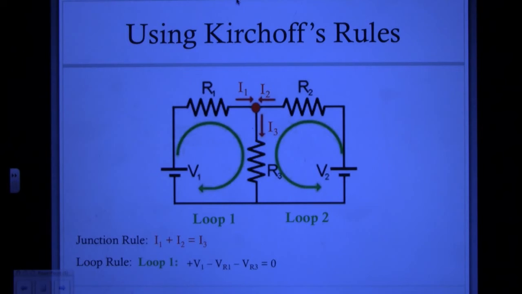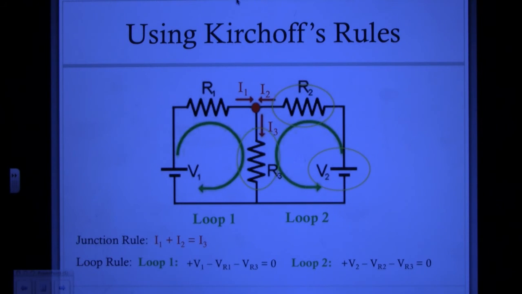We can analyze loop 2 given the arbitrary arrow. I will again begin with the battery, but we can choose any starting point. Because we're moving from the negative terminal of the battery to the positive terminal, we will consider the voltage positive. We then hit resistor R2, and we will call this minus V sub R2.